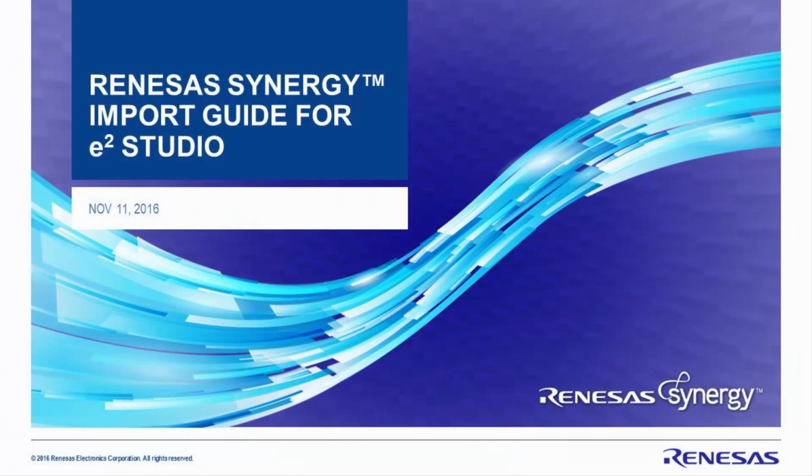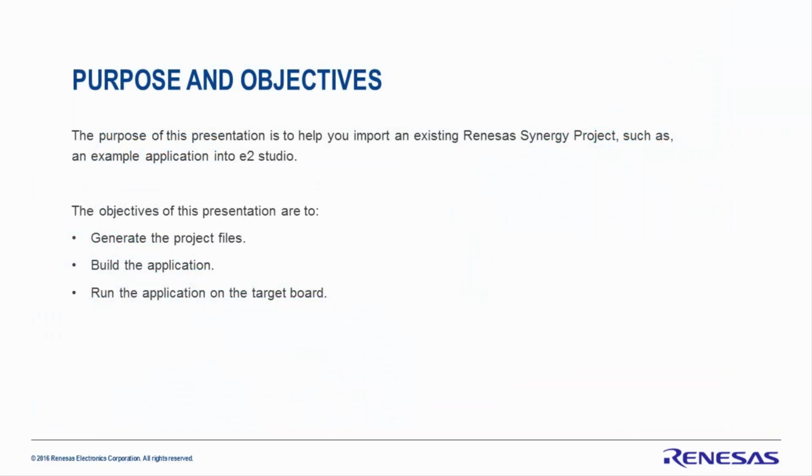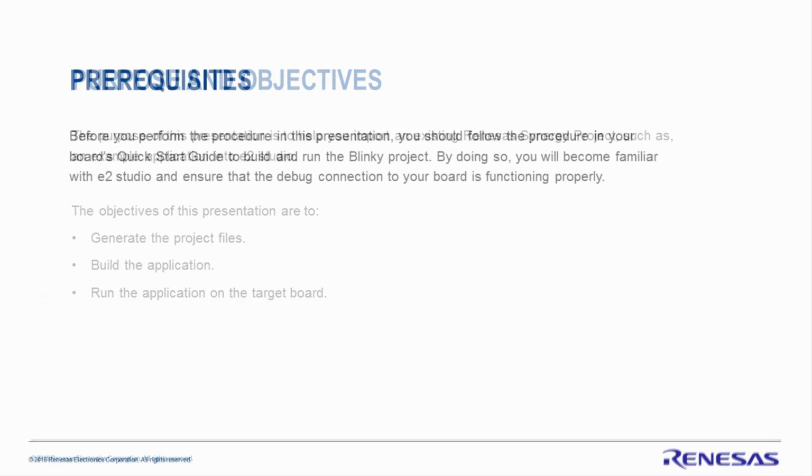This video is on the Renesas Energy import guide for E² Studio. The purpose of this presentation is to help you import an existing Renesas Energy project, such as an example application, into E² Studio. The objectives of this presentation are to generate the project files, build the application, and run the application on the target board.